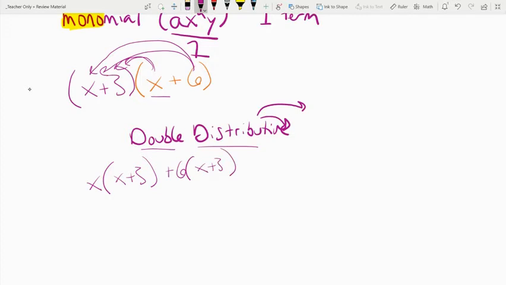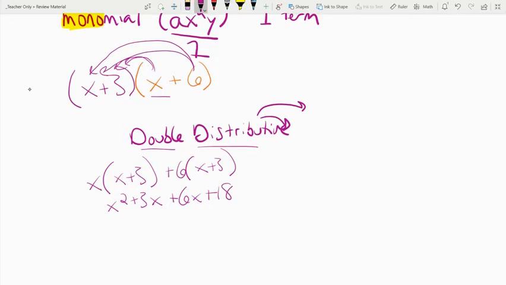So now I actually do this. X times x is x squared. X times 3 is 3x. Plus 6 times x is 6x. And 6 times 3 is 18. Okay? So x squared plus 3x plus 6x plus 18.